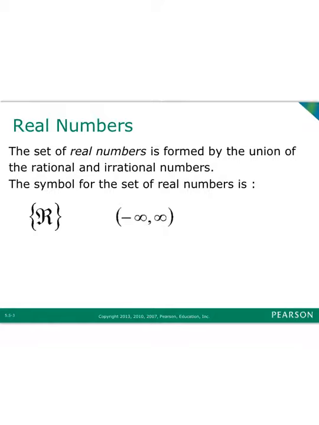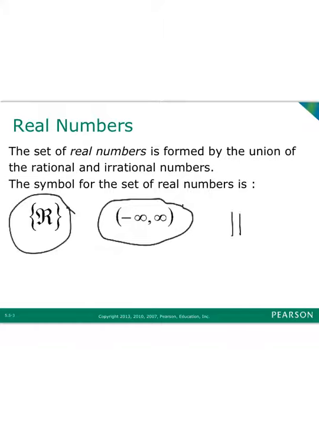The set of real numbers is formed by the union of the rational and irrational numbers. The symbol for the set of real numbers is the set symbol with the R in it, or it can be represented as parentheses with negative infinity, comma, infinity. Sometimes you will see in books this shape of R for the real number set.